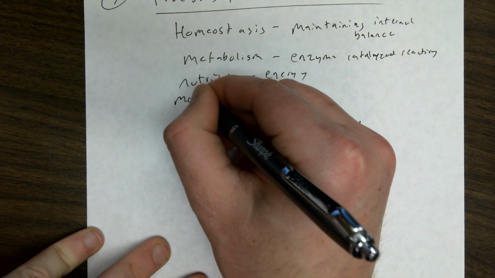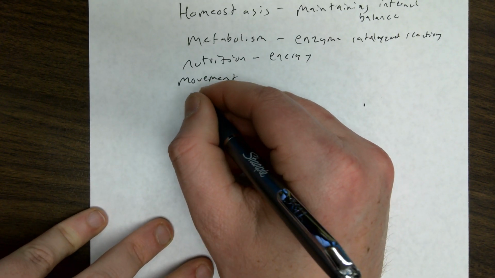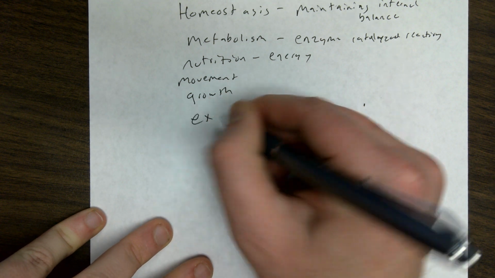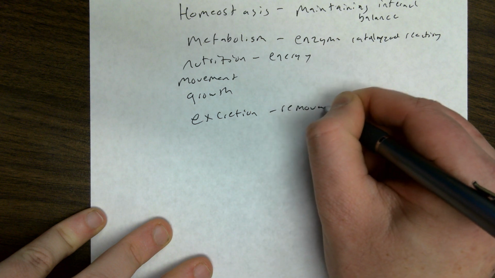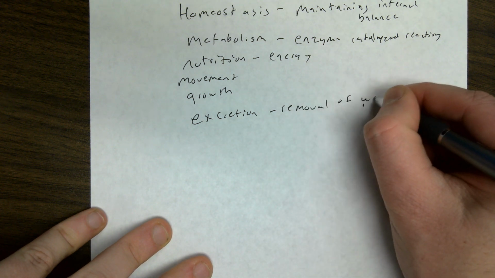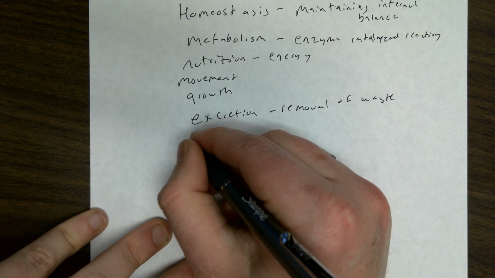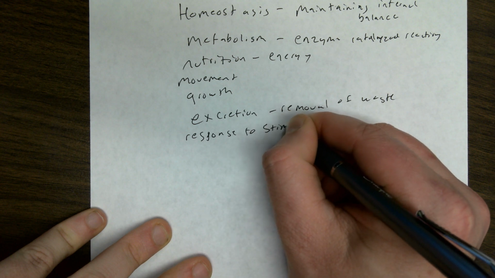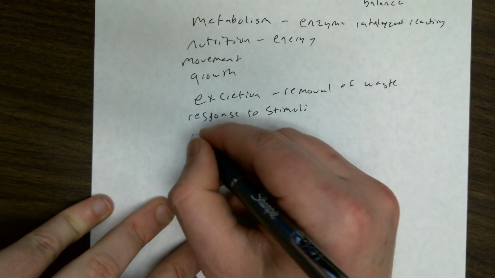Movement, it needs to be able to move. I'm not going to write anything else for that. Growth, I think we know what growth means. Excretion is removal of waste. Response to stimuli. It's like if someone turns the lights off, you go, ah. And then reproduction.